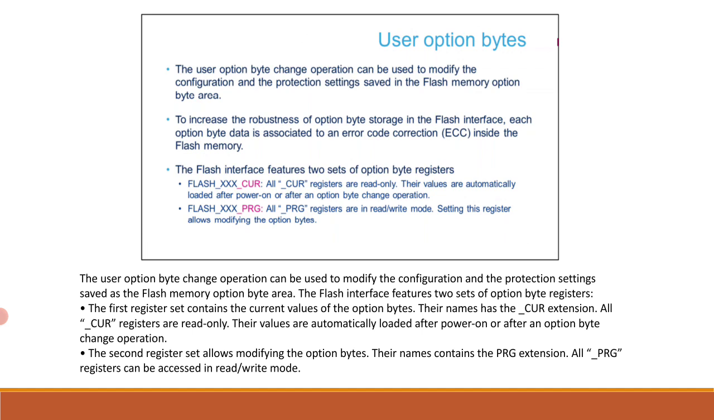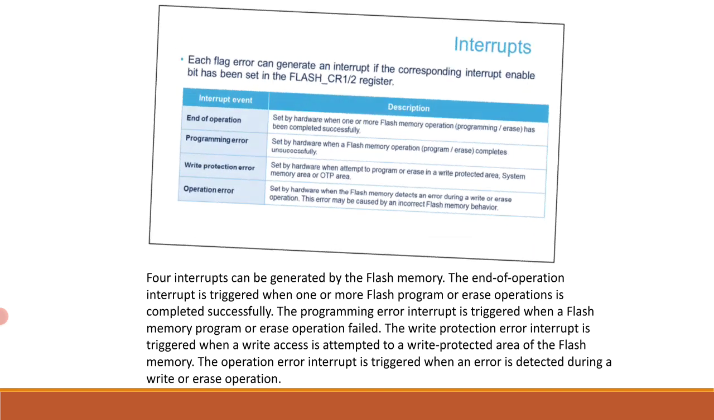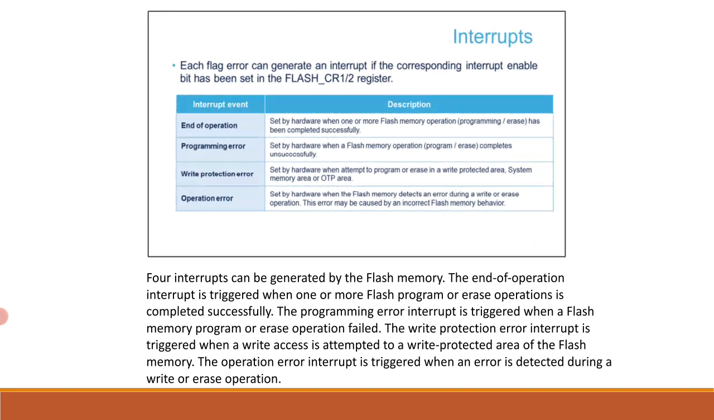Now the big question comes: what are all the varieties of interrupts that can be generated by the flash memory? There are four interrupt events that can be generated by the flash memory. The end of operation, here is the table. End of operation is triggered when one or more flash program or erase operations are completed successfully.